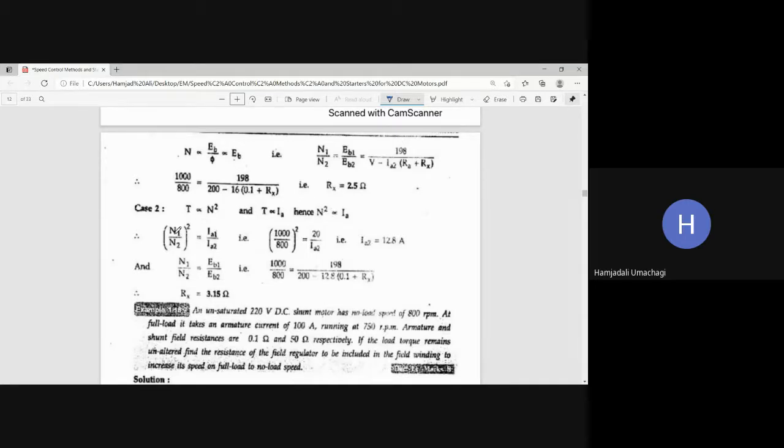Using that, now I can write N1 by N2 whole square equal to Ia1 by Ia2. So what is N1? 1000. N2 is 800. Ia1 is 20. Ia2 is how much? Unknown. Get the value for Ia2, that is 12.8 ampere. Check, is it 12.8 or 128, all of you?